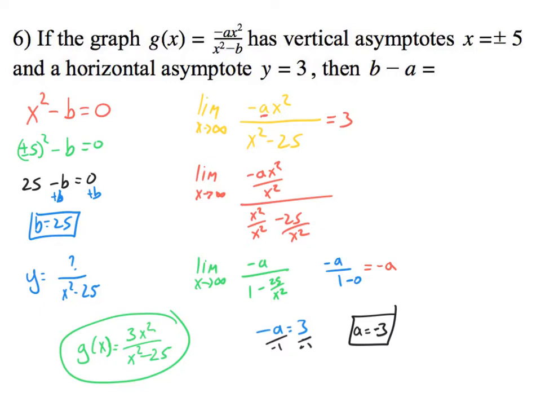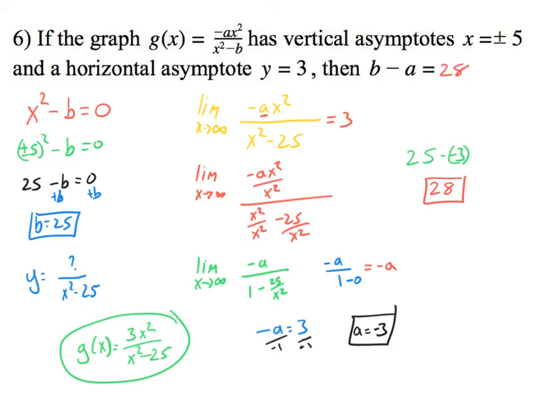Now the question, though, is what's b minus a? So what is b? b is 25. What is a? Negative 3. So what's 25 minus negative 3? That would be 28. So my answer is 28. Let's put it right there as well.